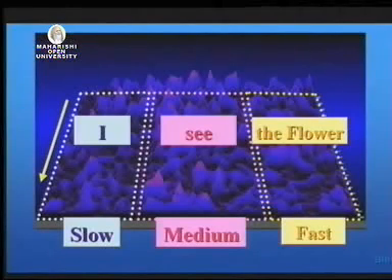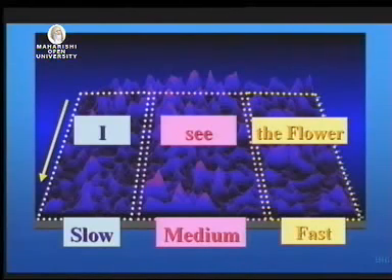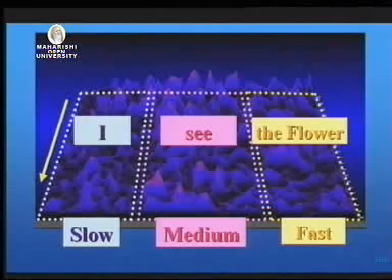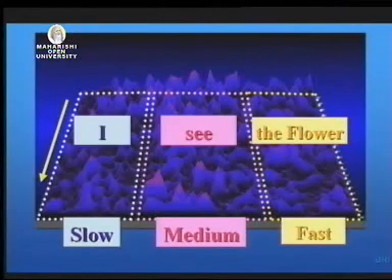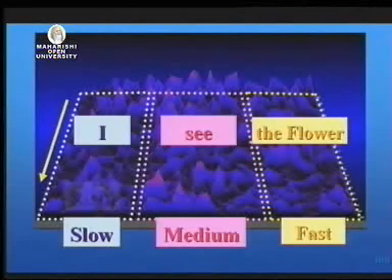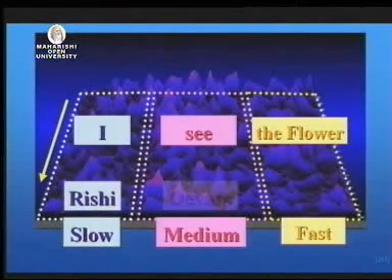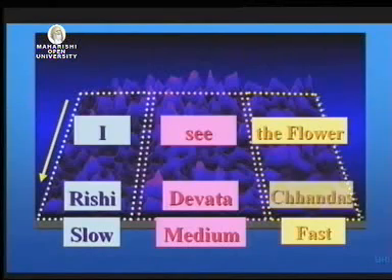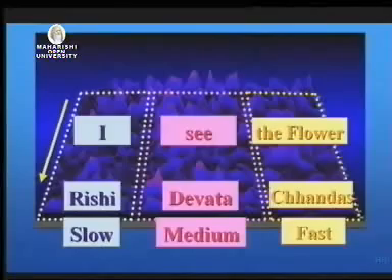I see the flower: slow, medium, and fast. Any change we can see in this graphic display of brain activity between slow, medium, and fast would indicate very clearly a change in the relationship between the rishi, I, the devata, the sight, and the chandas value of flower. So in the next one, I'm going to describe to you an actual experiment and show how rishi, devata, and chandas, or the structure of experience, changes during the practice of transcendental meditation.